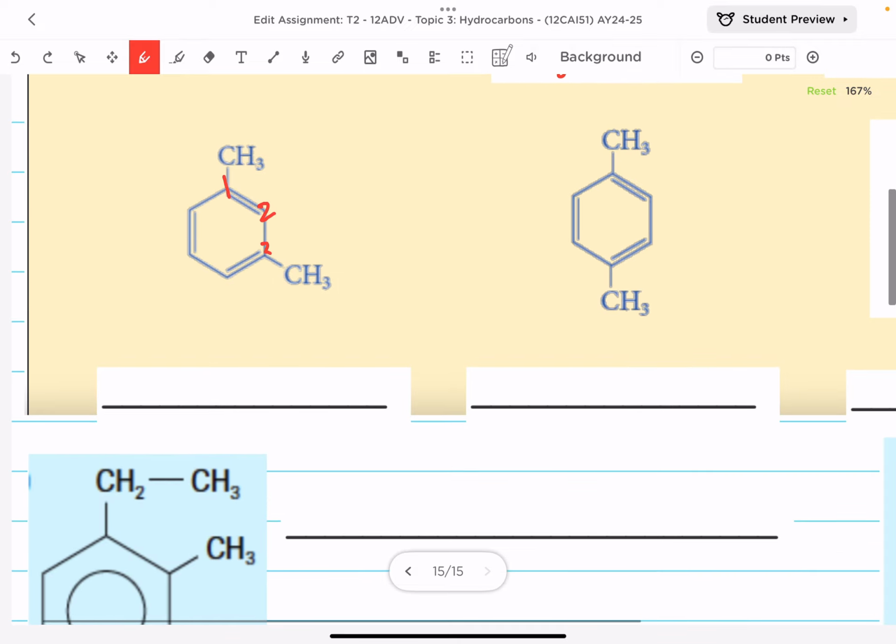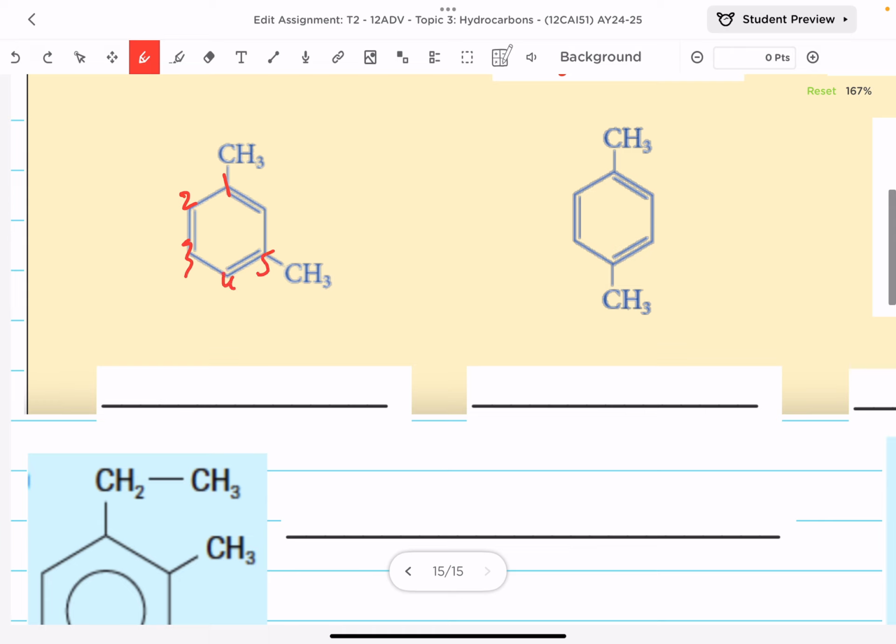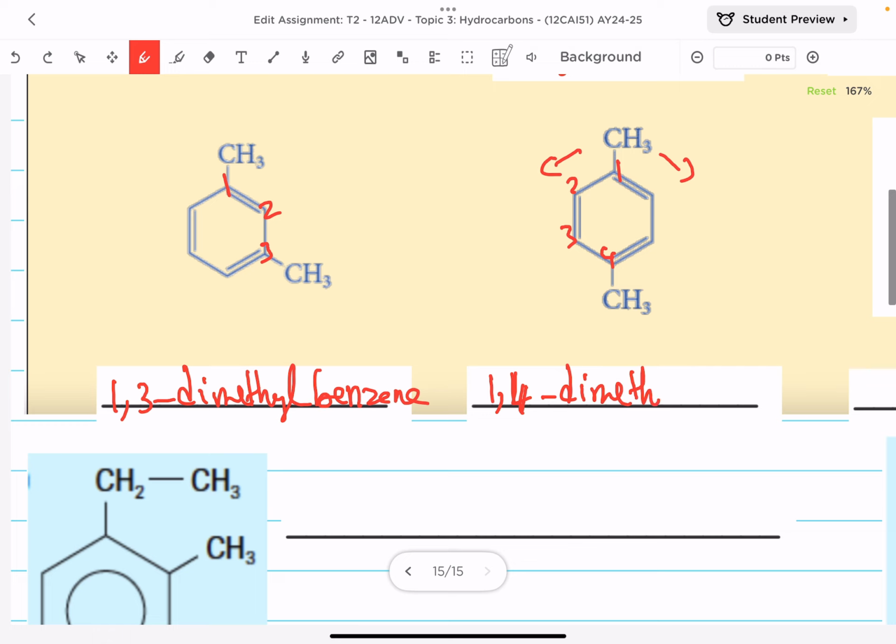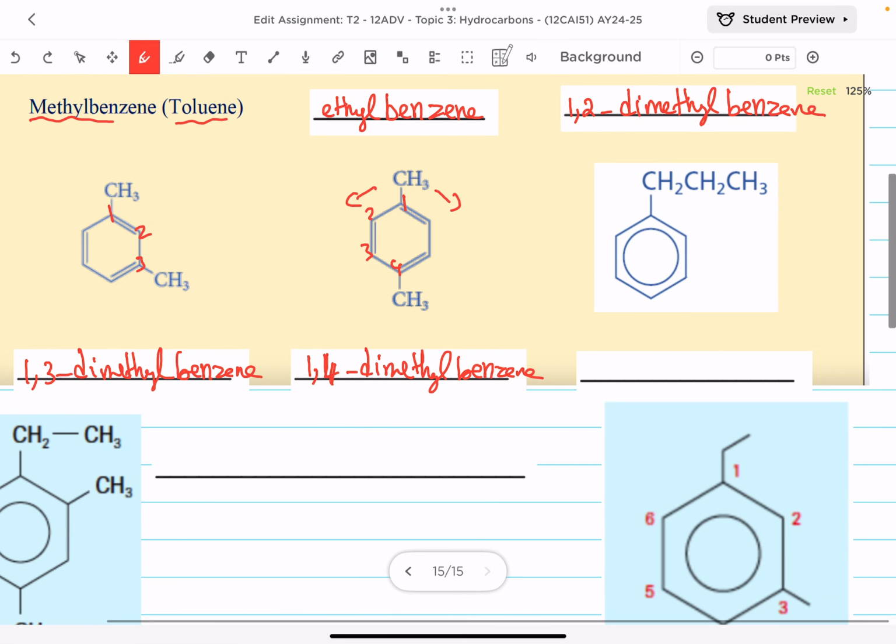Moving on to another example. Here, 1, 2, 3. It's closer to number from this side than to number it from this side, 1, 2, 3, 4, 5. That is wrong. So I will give it the lowest possible number, and that is 1, 3 dimethyl benzene. This one, it can go both directions, and even if I do it from this direction, 1, 2, 3, 4. So it is 1 and 4 dimethyl benzene. You always have to finish the name with benzene.